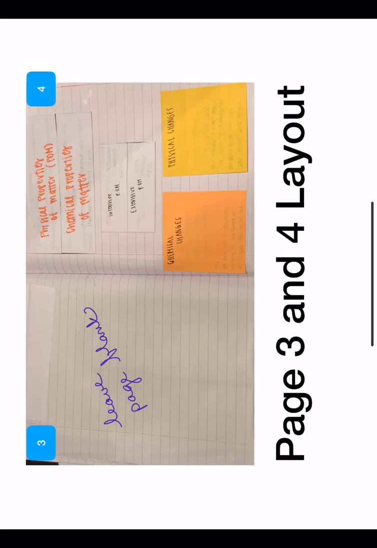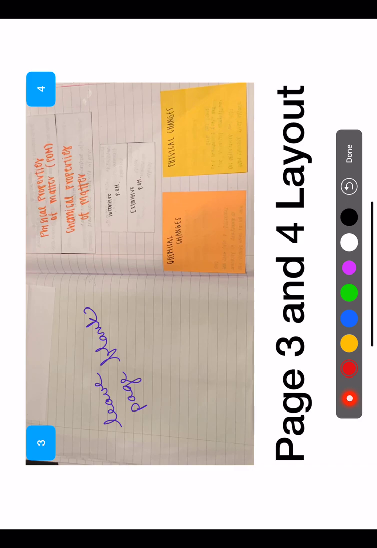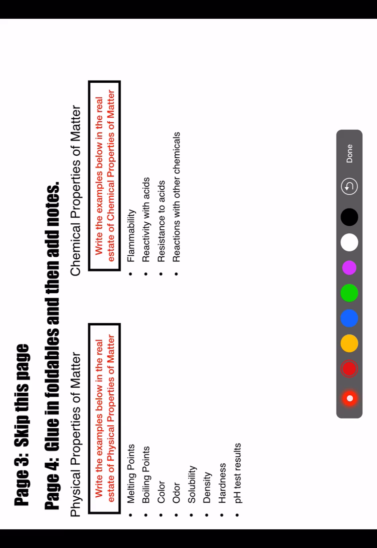All right, we're going to leave page 3 blank, and then you're going to put the properties of matter foldable and intensive and extensive foldable. And if you can't get physical chemical change post-it notes on the bottom of this page, then put them on page 5. Here's the information that goes in the top part of the properties of matter.